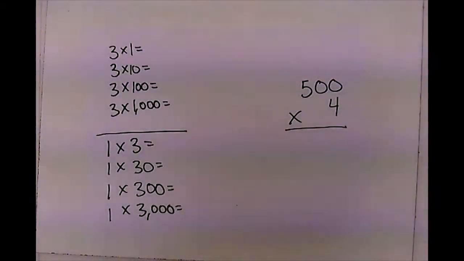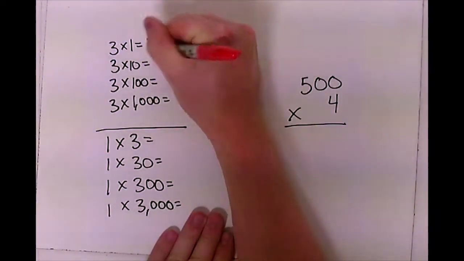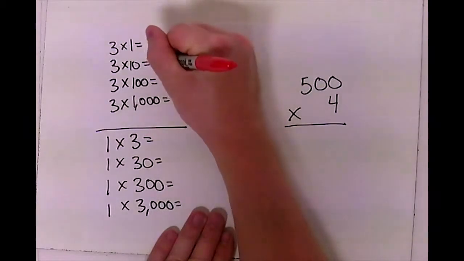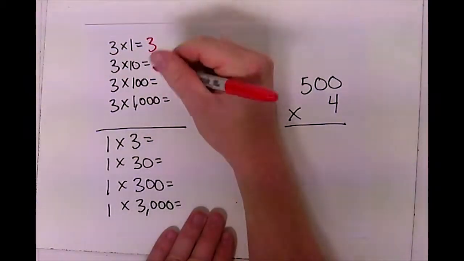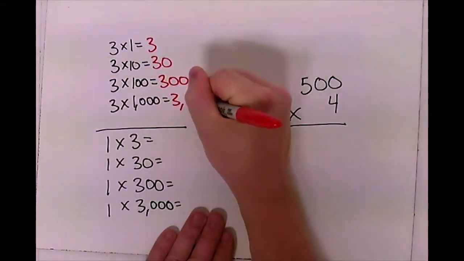When you're multiplying a number by tens, hundreds, or thousands, you're going to start to notice a pattern. So let's go through that pattern. We've already kind of talked about it before. So if I have 3 times 1, well, that's easy. It's just 3. We know 3 times 10 is 30. 3 times 100 would just be 300. And 3 times 1,000 would just be 3,000.